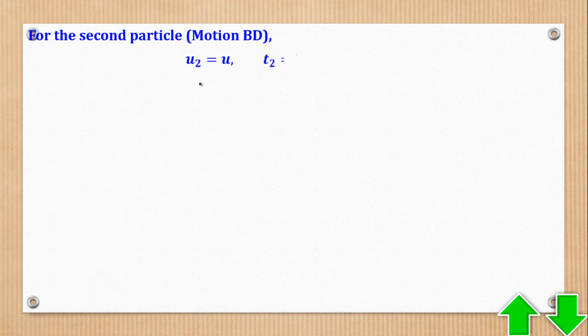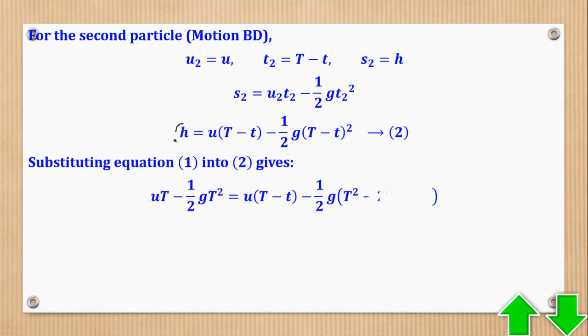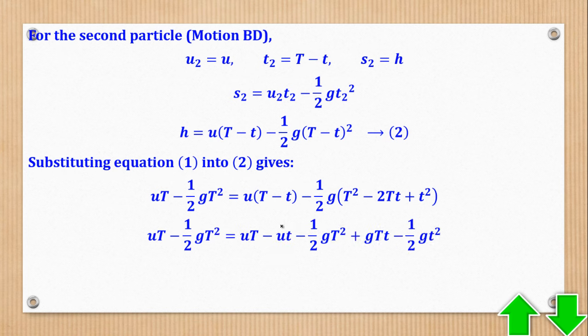So we come here and say that for the second particle, that is motion BD, u is that, t is that, and s is that. So I can quote the second equation of motion and substitute. That will be equation 2. So I can now substitute equation 1 into equation 2, where h will be replaced with this. Then I expand this to give me this. Open the brackets, I'll come up with that. This negative with this negative gives positive. Negative with positive gives negative.